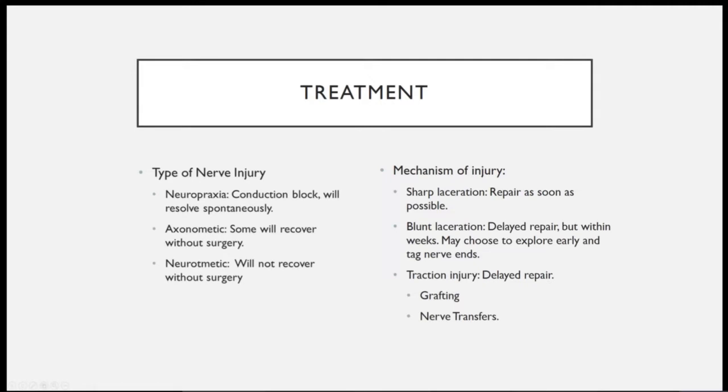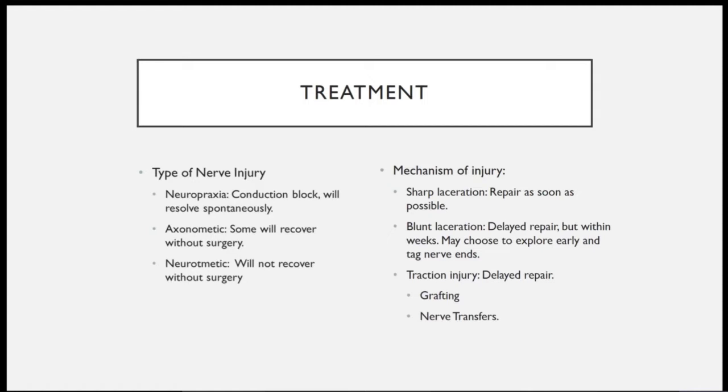So, to try to wrap things up a little bit, the treatment depends on the type of injury and the mechanism of injury. As we talked about before, grade 2 injuries will get better over time. Grade 3 sometimes get better. Grade 4 and 5 injuries never get better and will always need surgery. Now, of those that always need surgery, when do you do surgery?